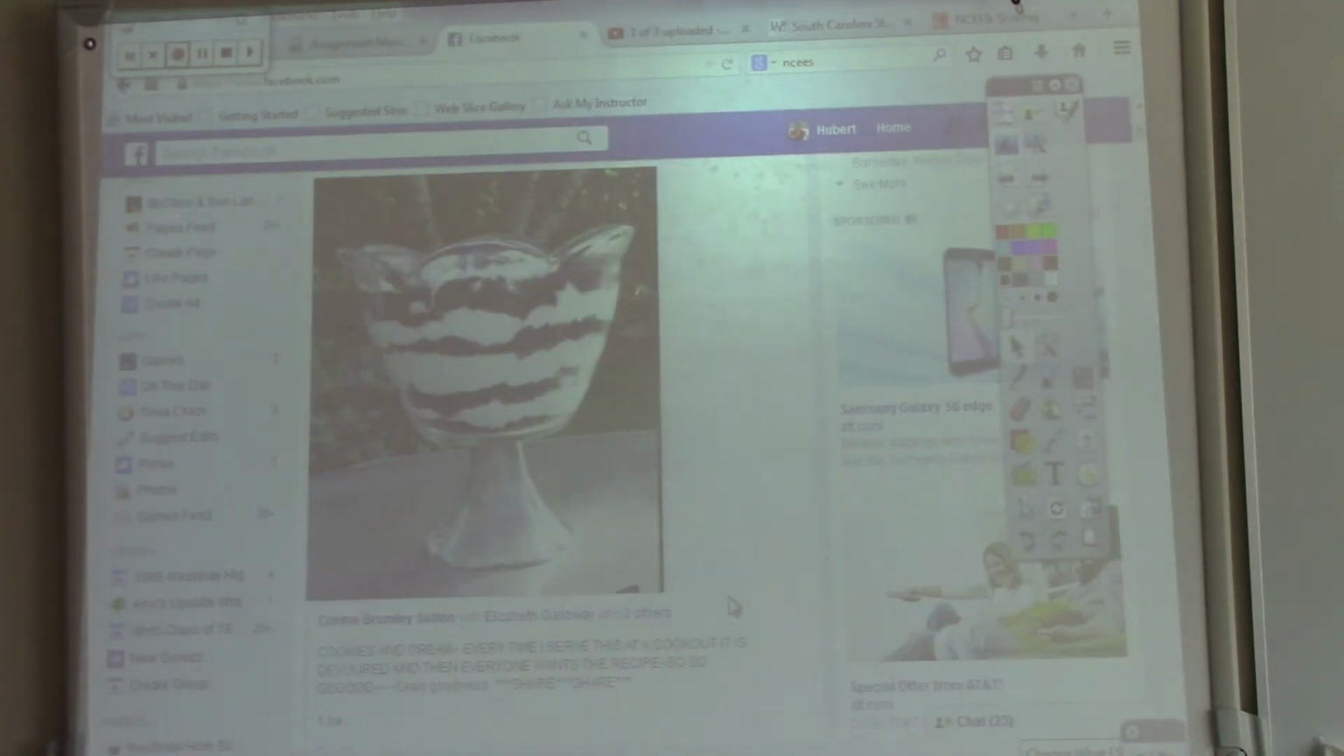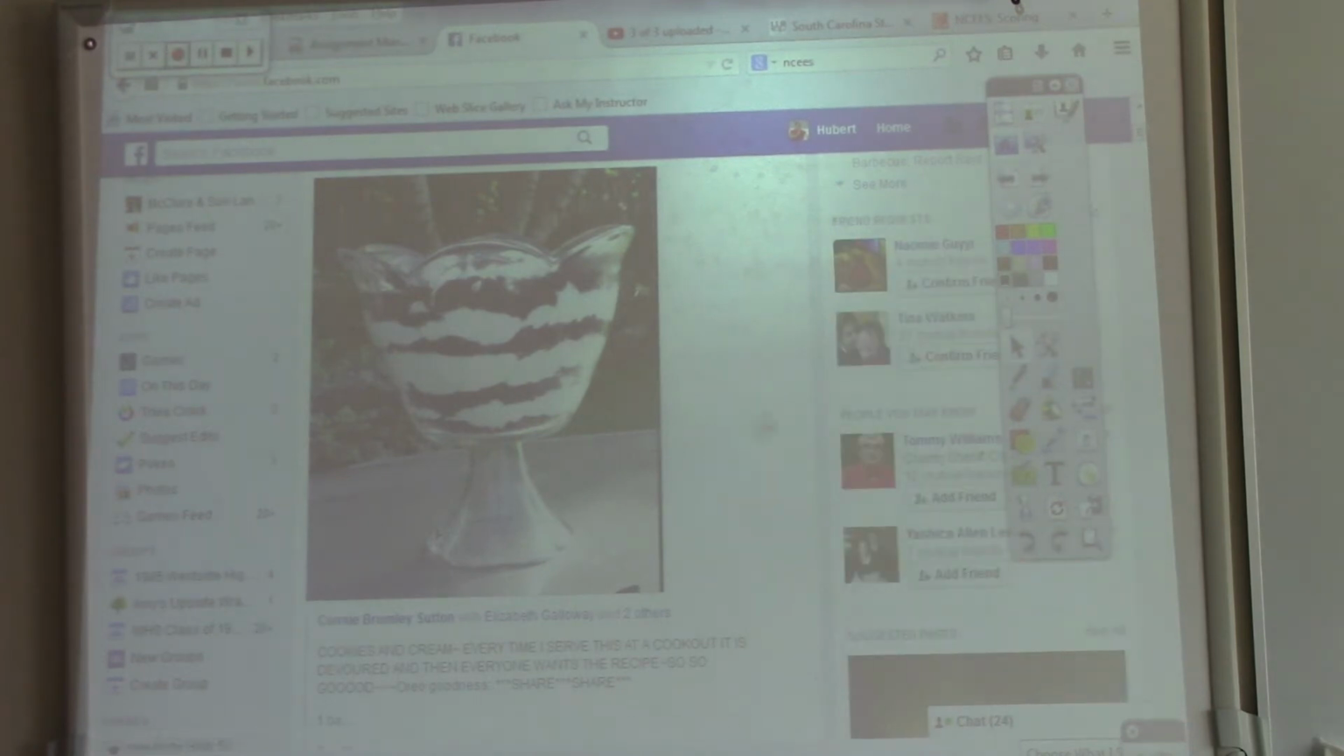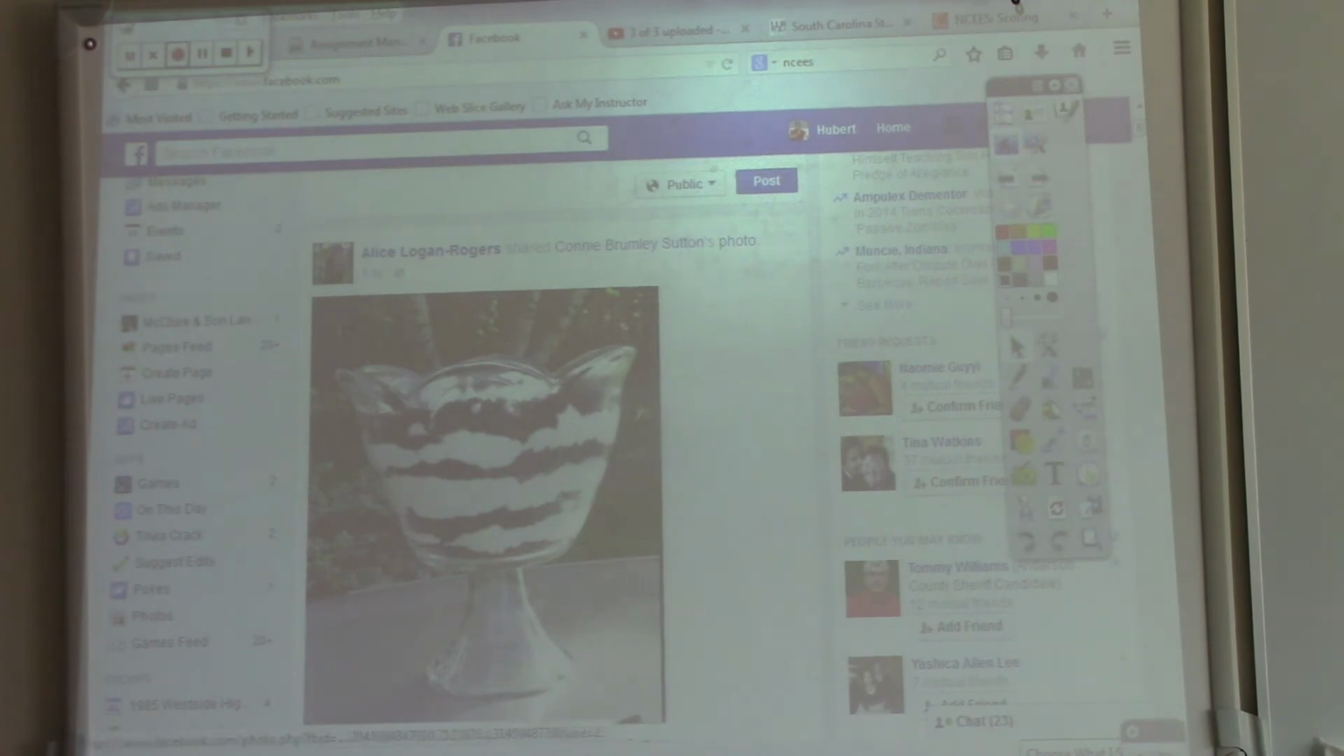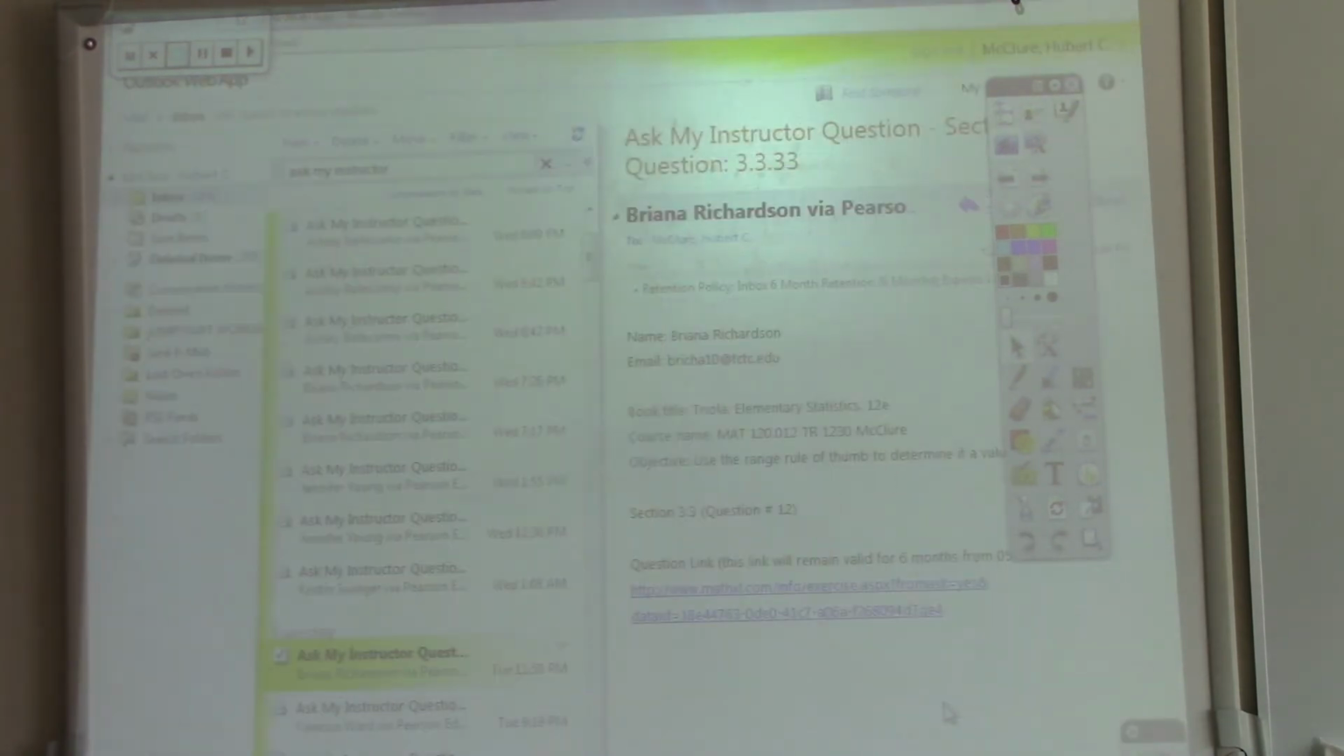That looks good. Dang old cookies and cream trifle. Dang old. Let's just look at food. How about that? All right.